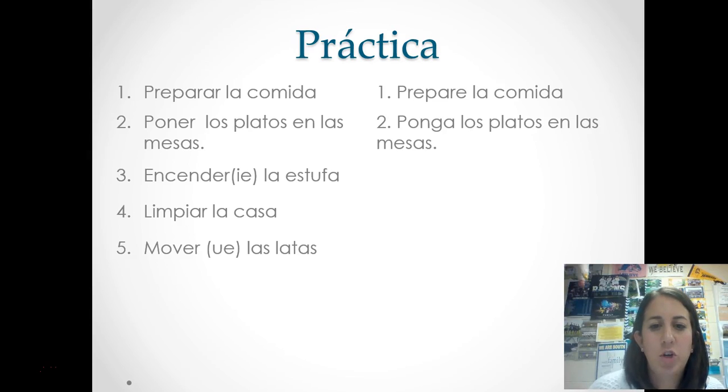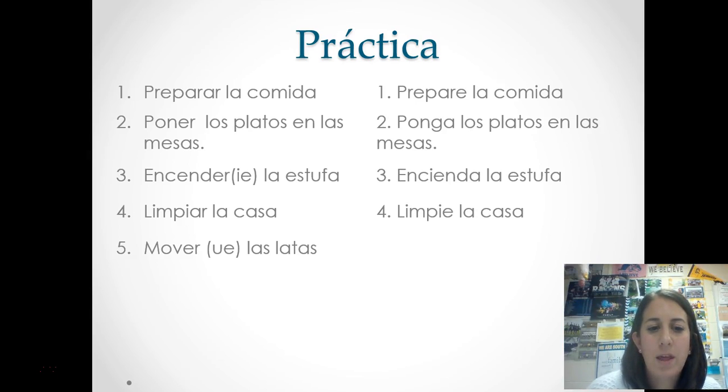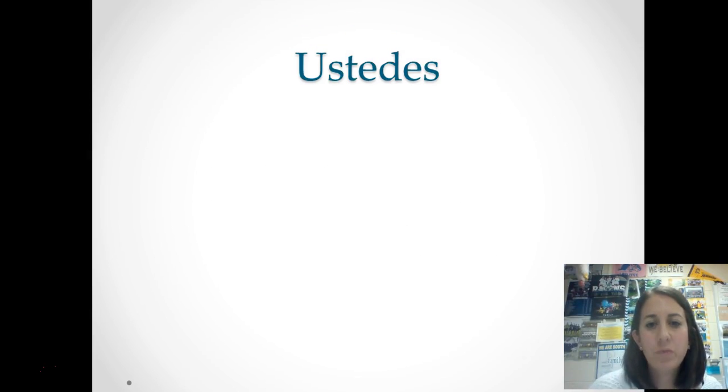Encender means to turn on, so encienda la estufa. Again, we've got that stem changer there, and then our opposite ending for our ER verb is going to be A. Limpiar would be limpie la casa, and mover would be mueva las latas. All right. Please make sure that you're jotting down any questions that you have as we go on.